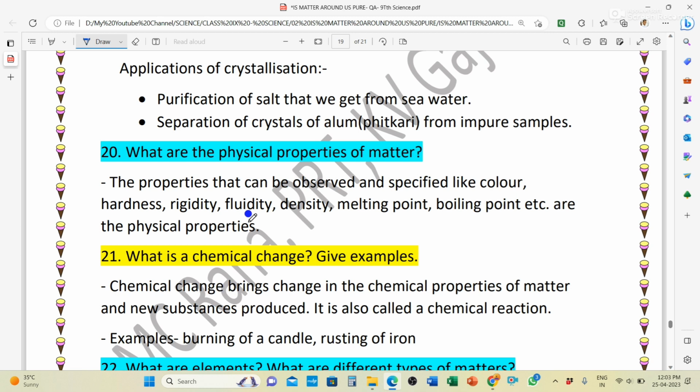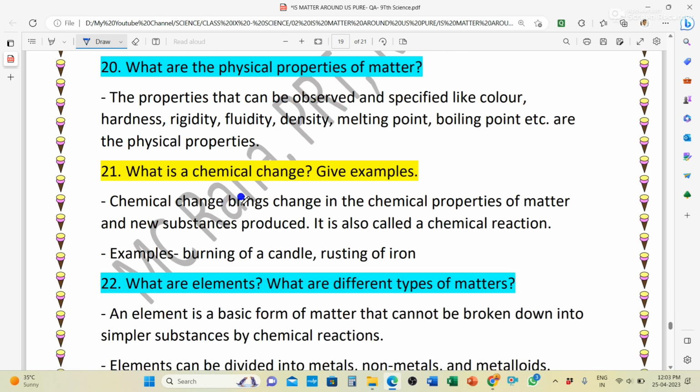These are called physical properties that can be observed. Now what is a chemical change? Give examples. Chemical change brings change in the chemical properties of matter, and here new substances are formed. So it is called a chemical reaction.